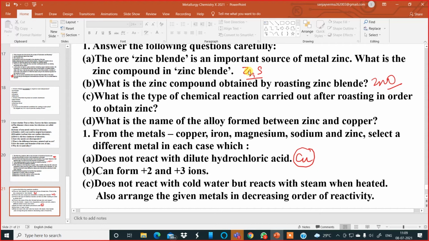Can form +2 and +3 ions. Which one can form +2 and +3 ions? Iron. Iron can form +2 and +3 ions. Does not react with cold water, but reacts with steam when heated. Which one? It is magnesium. It is not sodium, magnesium. Okay, sodium will react with cold water.